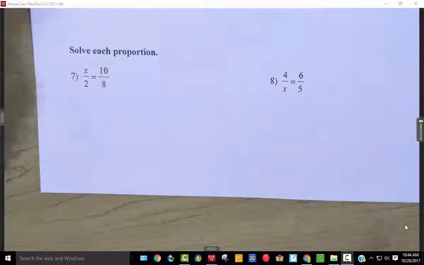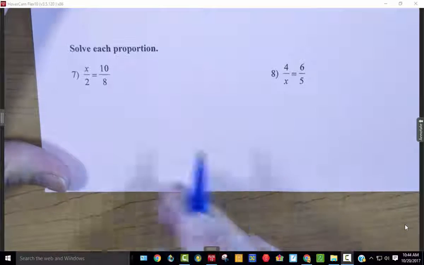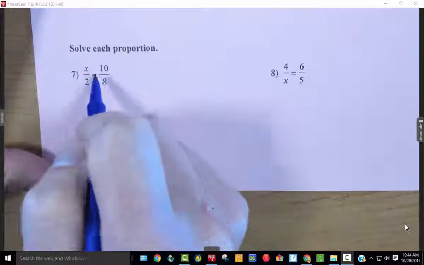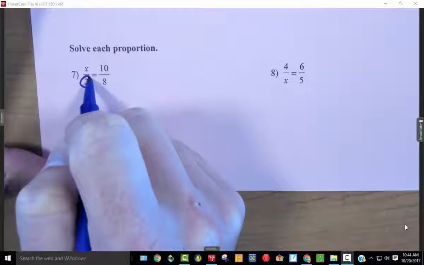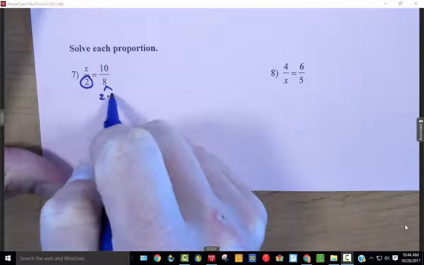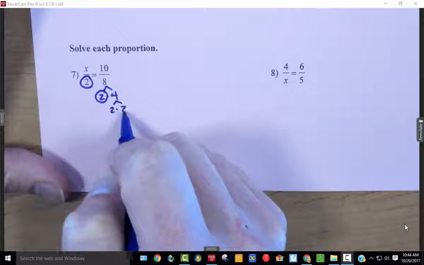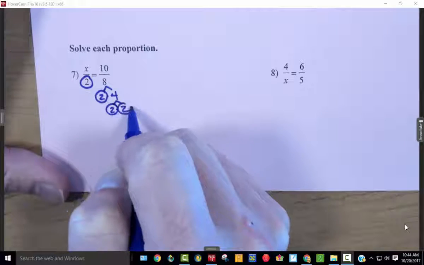All right, our final video is on how to solve a proportion. What we're going to do when we solve a proportion is we're first going to start by prime factoring all of the numbers. So I know that 2 is a prime number. I know that 8 is going to be 2 times 4. 2 is a prime number. 4 is going to be 2 times 2. 2 is a prime number and 2 is prime.